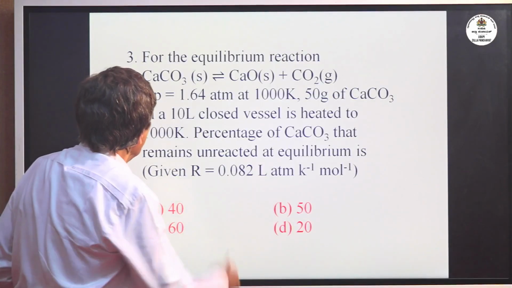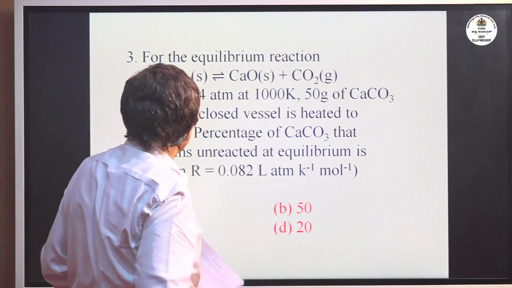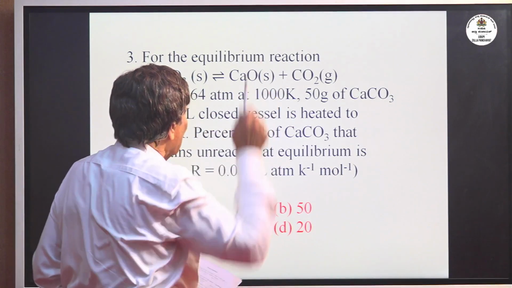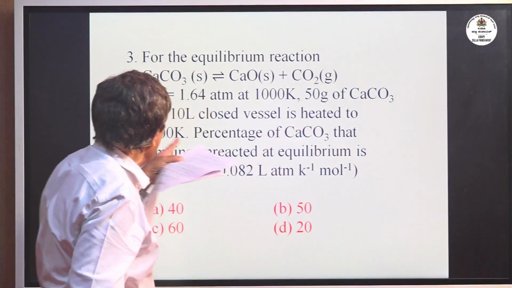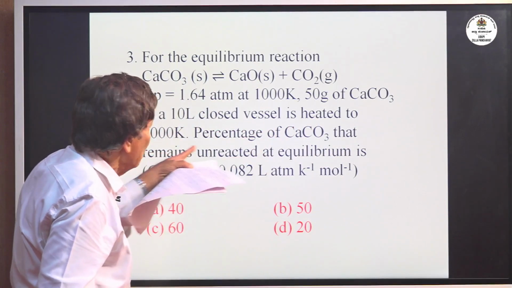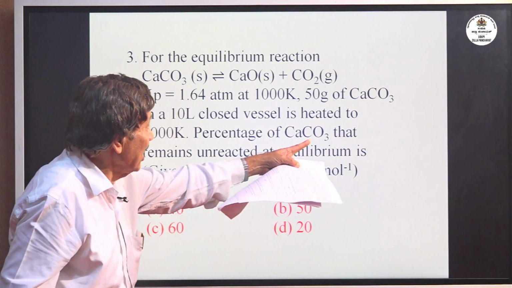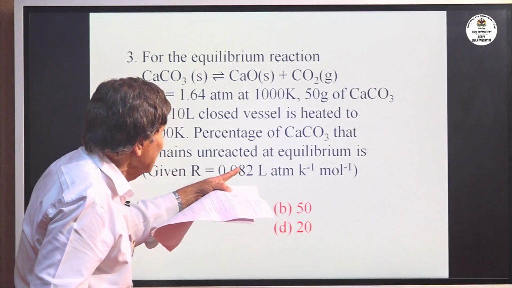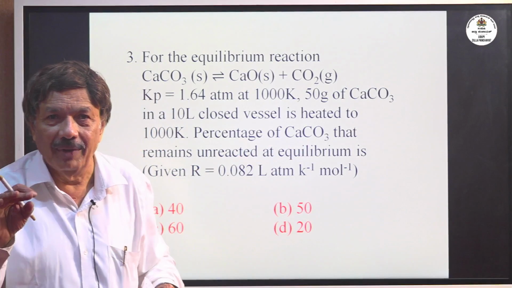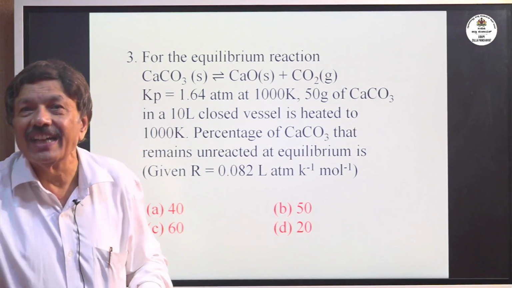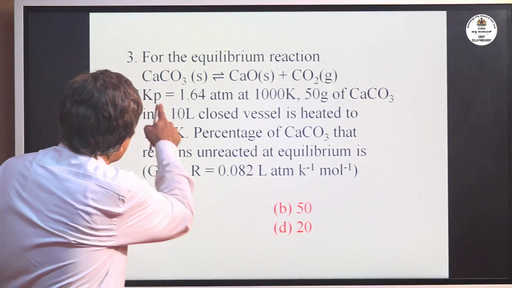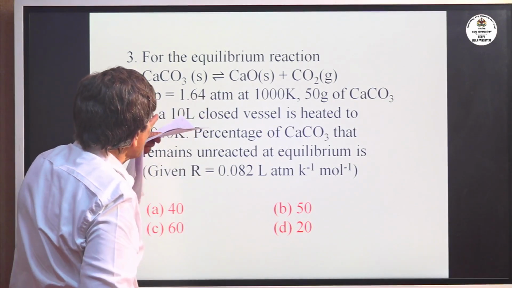Problem number 3. For the equilibrium reaction, calcium carbonate giving calcium oxide plus CO2, Kp is given. 50 grams of calcium carbonate in a 10 liter closed vessel is heated to 1000 Kelvin. Find the percentage of calcium carbonate that remains unreacted at equilibrium. So this is a little higher level problem. We will solve a higher level problem so that easier problems you can solve very fast. So this is the reaction they have given, isn't it? The equilibrium constant is given.